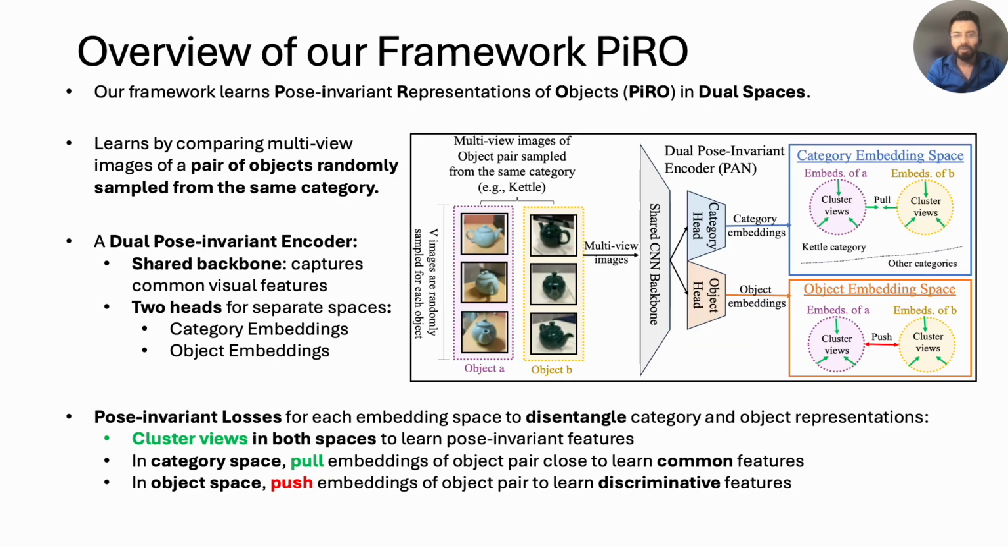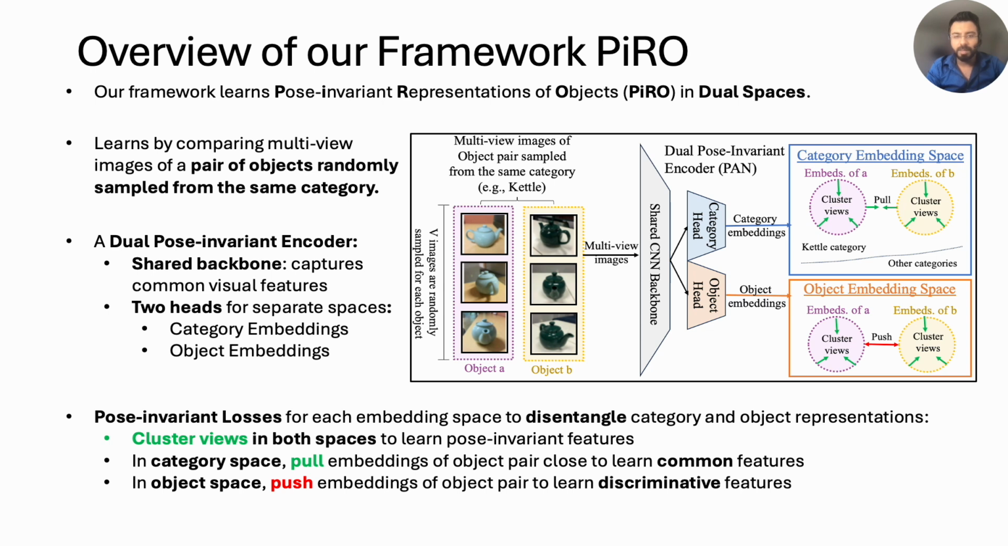For this, our framework PiRO learns pose-invariant representations of objects by comparing multi-view images of a pair of objects that are randomly sampled from the same category. For example, two different types of kettles in the figure shown. PiRO comprises a dual pose-invariant encoder that has a shared backbone followed by two separate heads for the object and the category embedding space. The encoder is trained using pose-invariant losses specifically designed for each space.